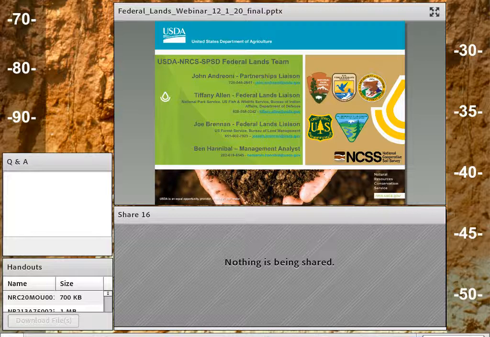Joe Brennan, who will be our first speaker, is a soil data quality specialist in Minnesota. He is a Federal Lands Liaison for the U.S. Forest Service and Bureau of Land Management. Tiffany Allen will follow after that. She is a MLRA project leader in North Carolina and is also the Federal Lands Liaison to the National Park Service, U.S. Fish and Wildlife Service, the Bureau of Indian Affairs, and the Department of Defense. I will hand it off now to Joe as our first speaker.